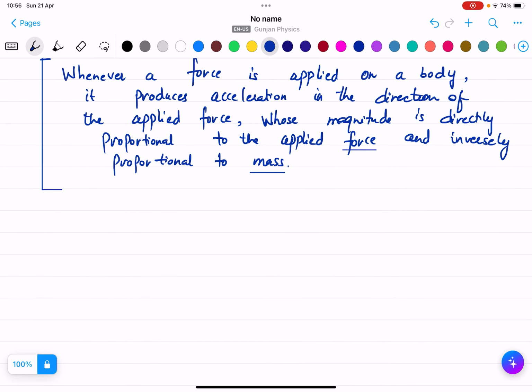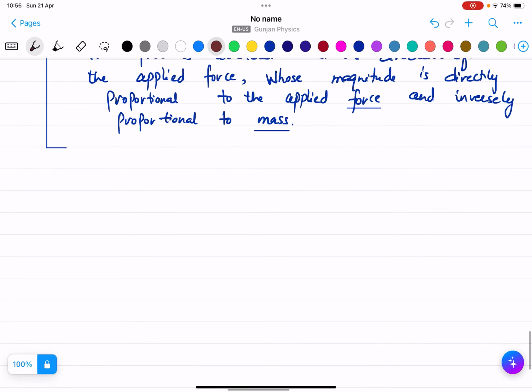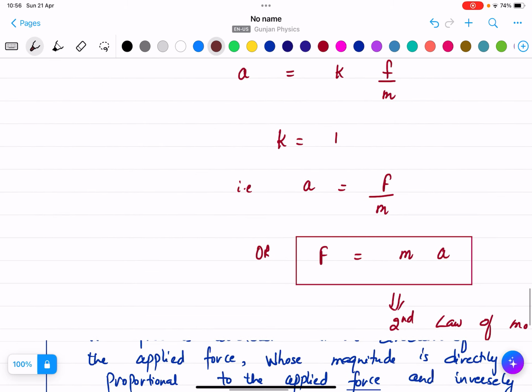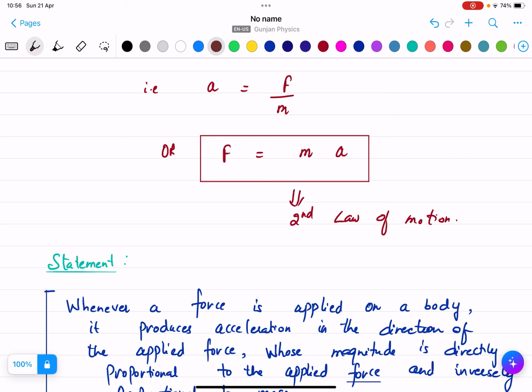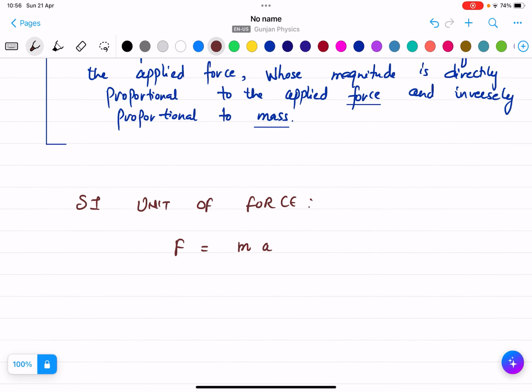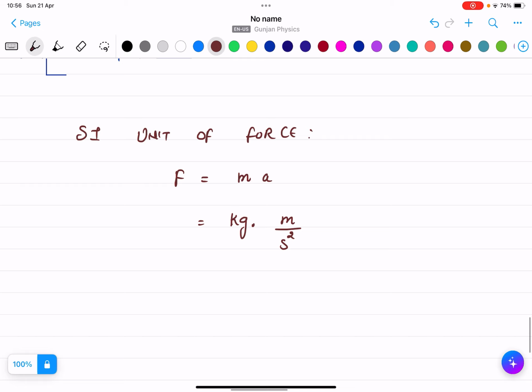And now, the SI unit of force. You all know it is Newton, but I can say the SI unit of force. Basically, force equals m into a. So mass we measure in kilogram and acceleration in meter per second square. So I can say F equals kg meter per second square, or I can say Newton or N. So Newton equals kg meter per second square. So this is the SI unit of force.